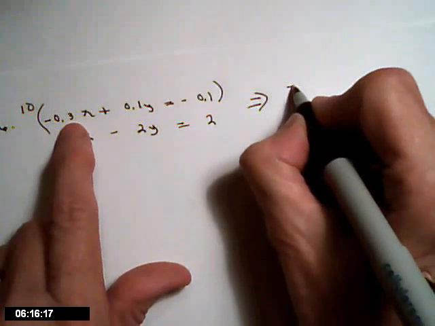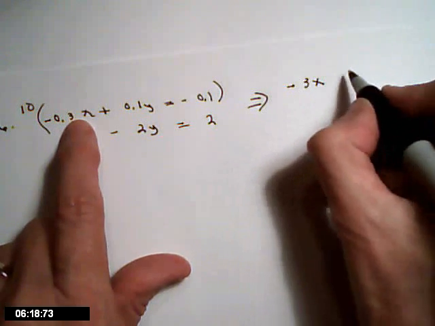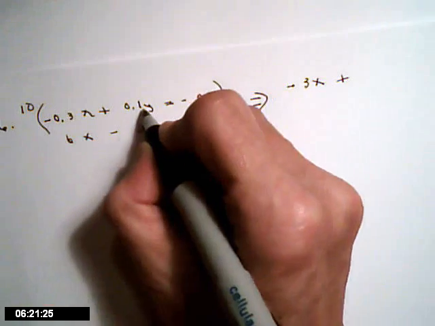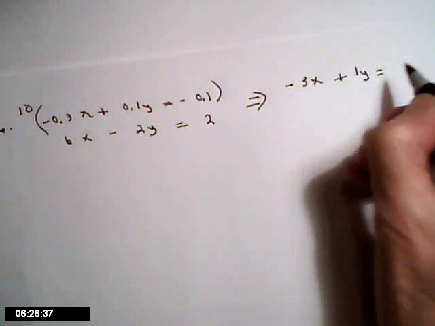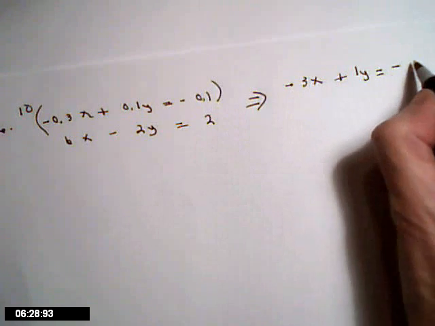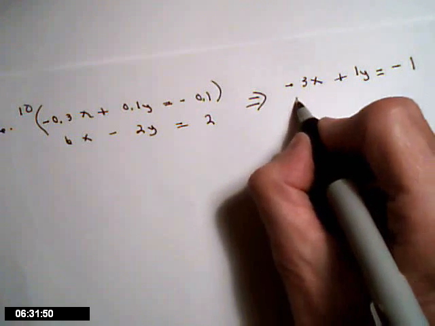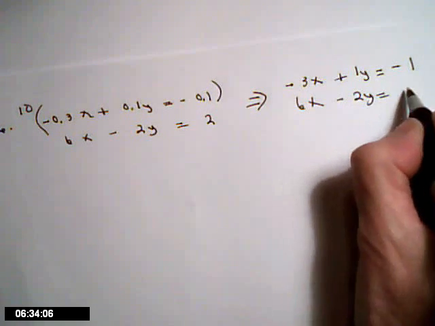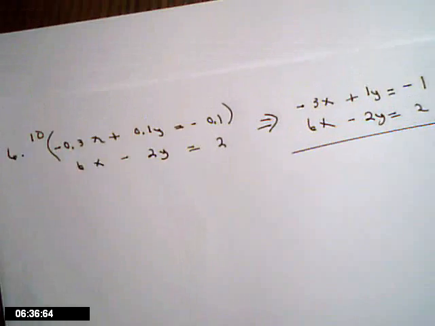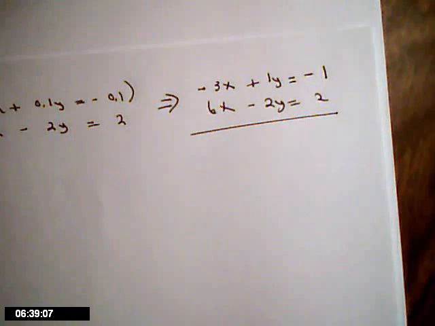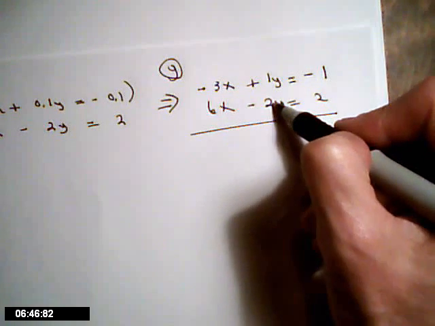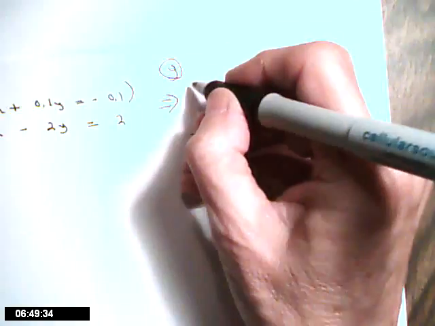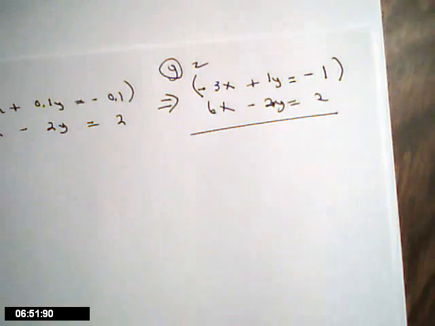So this will be negative, move the decimal, 3x, plus move the decimal, and that's going to give me a 1y equals negative, move the decimal one place, negative 1. I'm bringing over the second equation. Now, at this point, you make the decision. What do you want to get rid of? I think I will get rid of, since I see this 1, I'm going to get rid of the y. So what would I add to negative 2 to make it 0? Well, positive 2. So I'm going to multiply the top equation by 2.